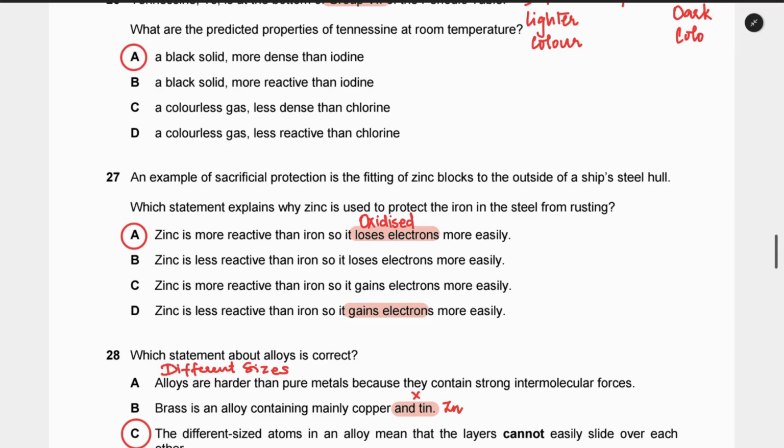Next question. An example of sacrificial protection is the fitting of zinc blocks to the outside of a ship's steel hull. Which statement explains why zinc is used to protect the iron in steel from rusting? As you all know, zinc needs to be more reactive than iron. So over here, let's see if zinc is more reactive. Yes, zinc is more reactive. So the second and fourth options get rejected. Zinc is more reactive than iron, so it loses electrons. It loses electrons, meaning it gets oxidized, and it loses the electrons more easily. So the answer is A.